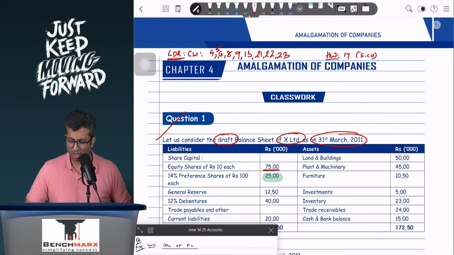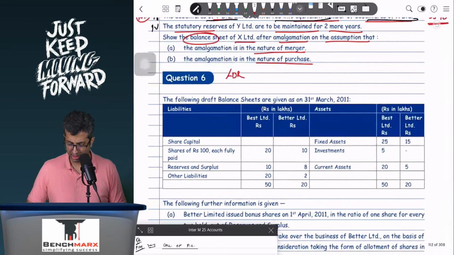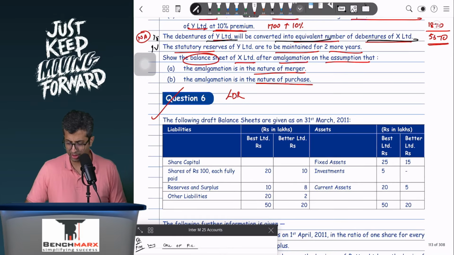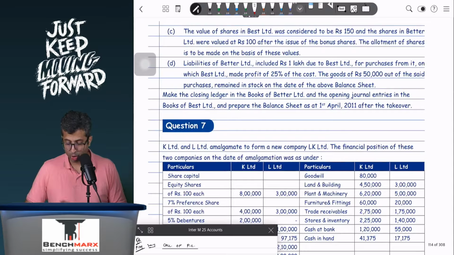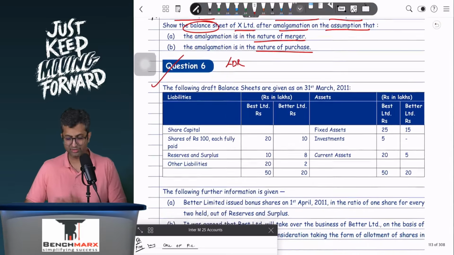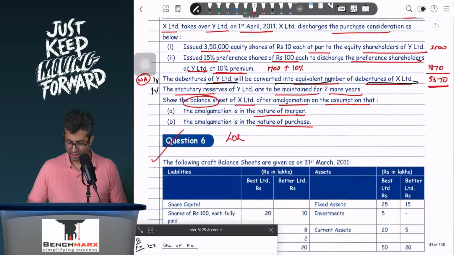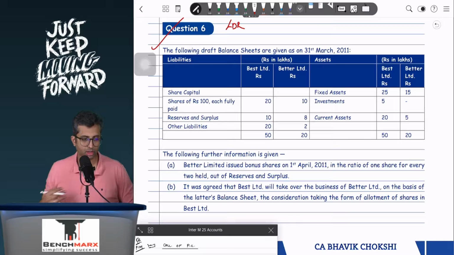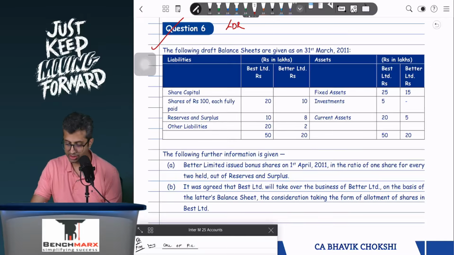Now we'll do a couple of other questions for the selling company, which is question number 6 as well as question number 7. In both of these questions, the institute has told you to do the workings, I think, for the selling company. Okay, so let us go to question number 6. Now everything else in the classwork section, please go to question number 6. So let us review question number 6 over here.